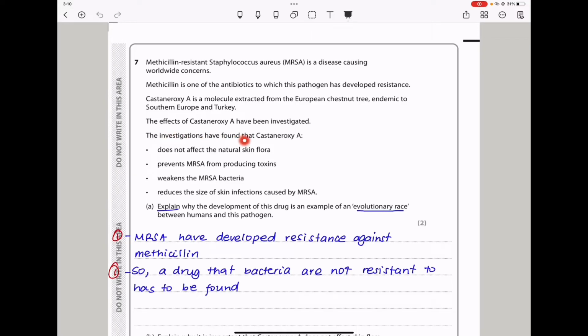The investigations have found that Castaneroxy A does not affect the natural skin flora. It prevents MRSA from producing toxins. It weakens the MRSA bacteria and reduces the size of skin infections caused by MRSA.